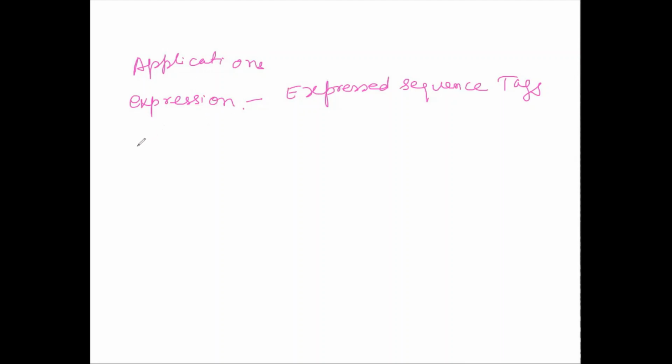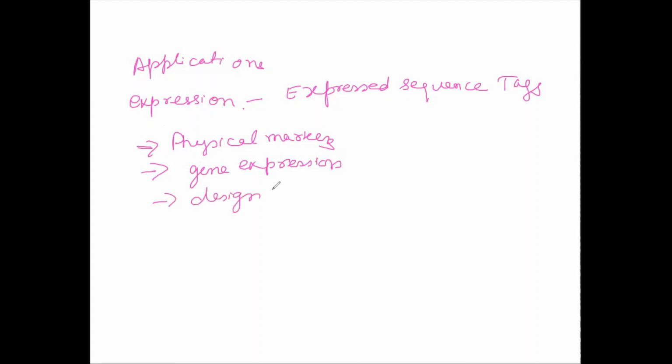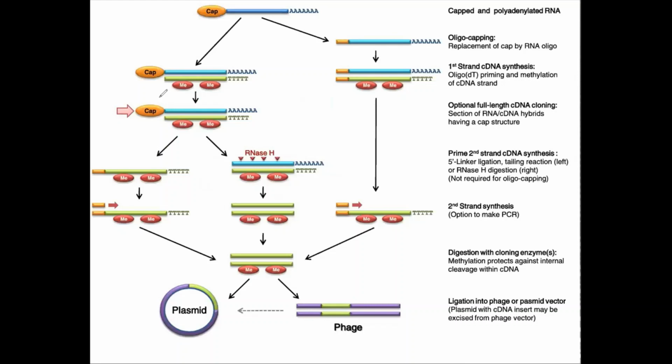We can use this for different processes, such as physical markers, identification of genomic clones, gene expression analysis, and we can use it to design PCR primers. There are so many, there are many of them. These are the basics. So I hope cDNA and the construction of a cDNA library were clear for you all.